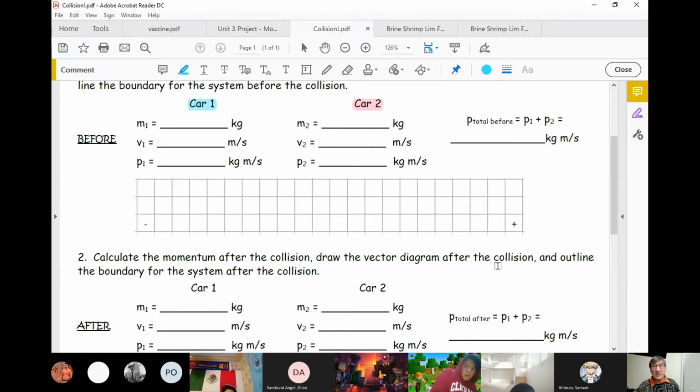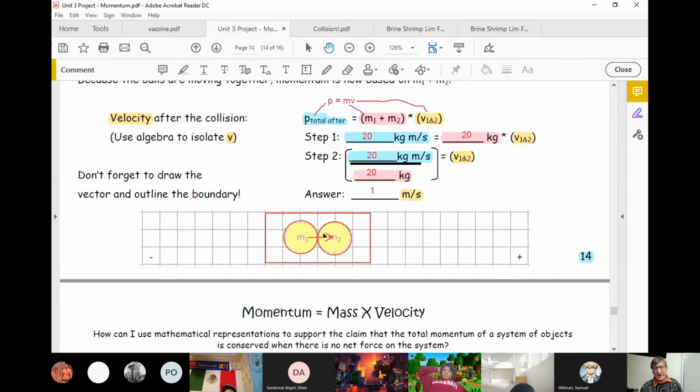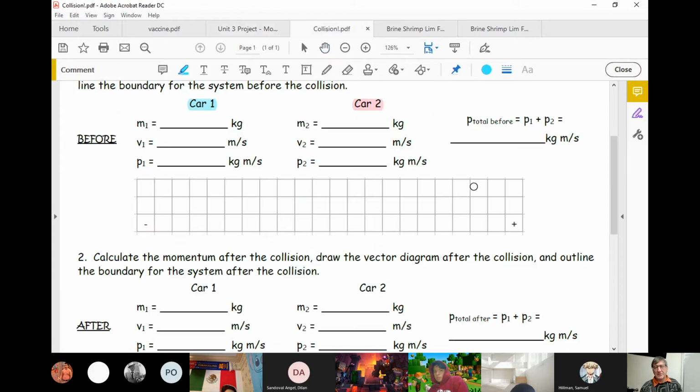In this case, they didn't stick together. The first one we drew over here, they were side by side because they're stuck together. In this case, one is moving faster than the other, right? So your vector diagram shouldn't look like this for the after part.